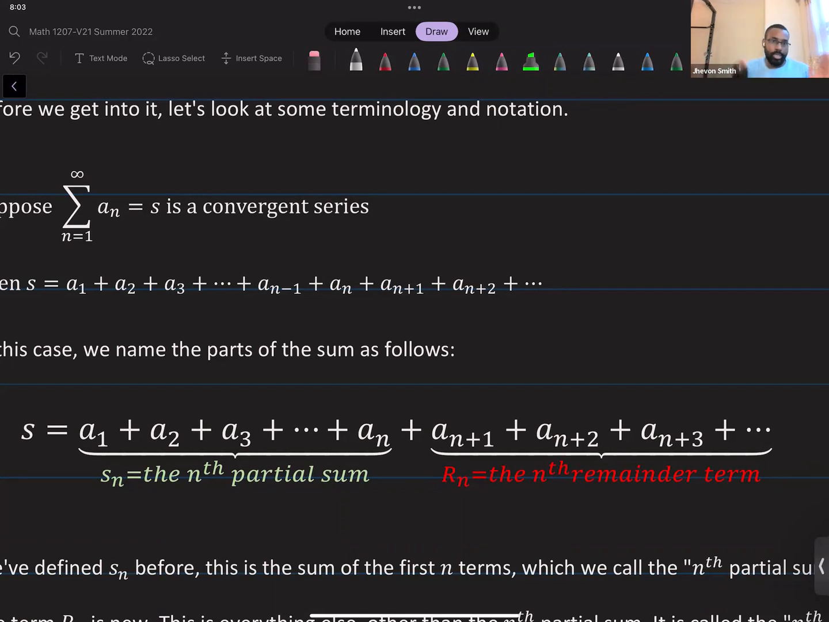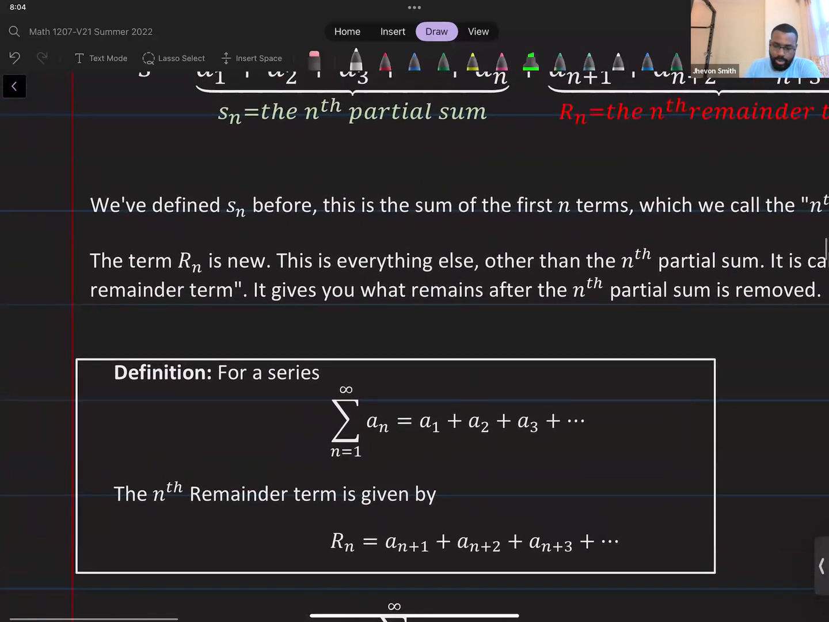So the vocabulary is this. The first n terms are usually denoted S sub n, and it's called the nth partial sum. This is just the sum of the first n terms. Everybody else, everyone after the nth term onwards, is called the nth remainder term, and it's usually abbreviated by big R sub n. So when I say remainder term, I mean the tail end of the series, the infinite amount of terms after we add up the first n terms. That's just a definition here.